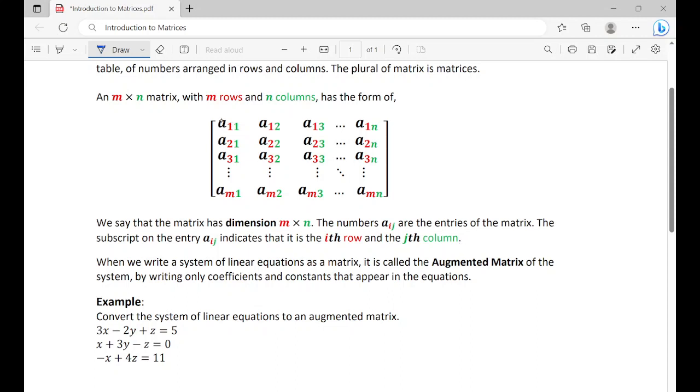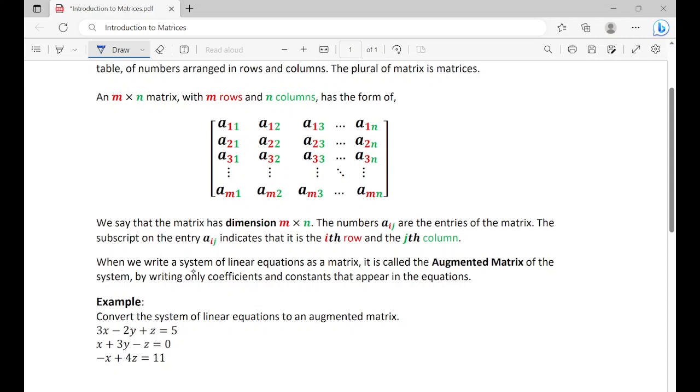So if we have here a sub 11, we say this is row 1, column 1 for this entry. This is row 2, column 1 for this entry, row 3, column 1 for this entry, and so forth. This is row 1, column 2, row 2, column 2, row 3, column 2, and so forth all the way. It doesn't mean that the matrix has this many elements, it just means that it has this form, running left to right and up and down.